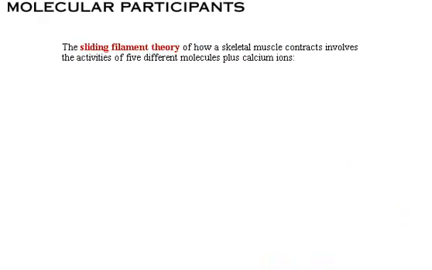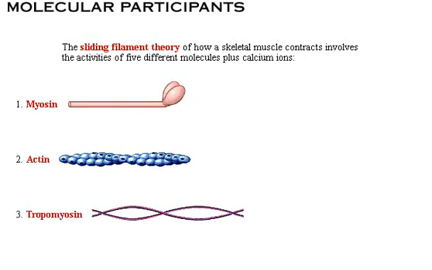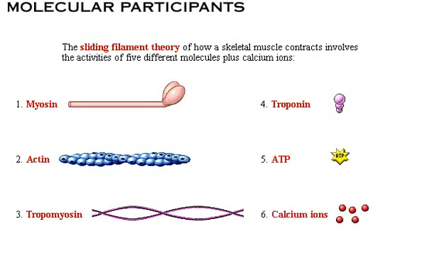The sliding filament theory of how a skeletal muscle contracts involves the activities of 5 different molecules plus calcium ions. The 5 molecules include myosin, actin, tropomyosin, troponin, and ATP. In addition to these 5 molecules, calcium ions are also involved in the process of muscle contraction.